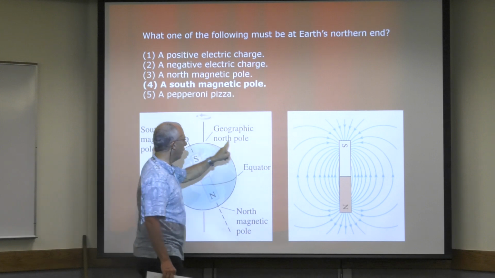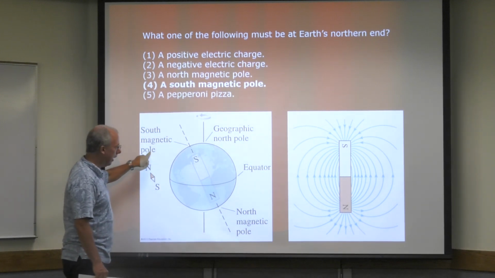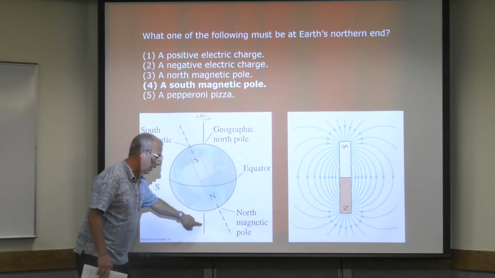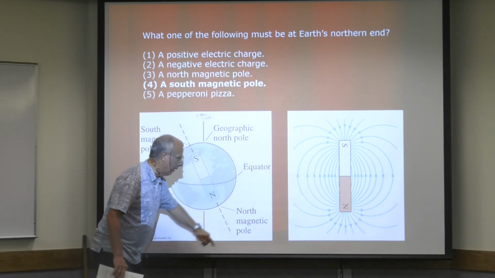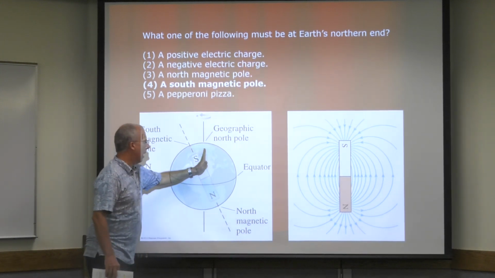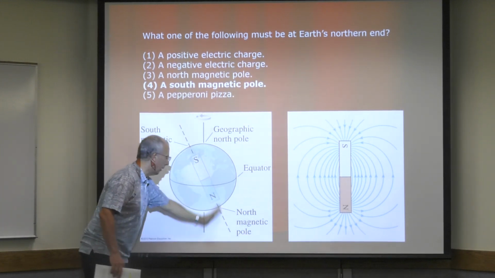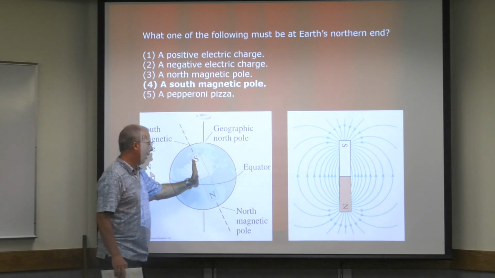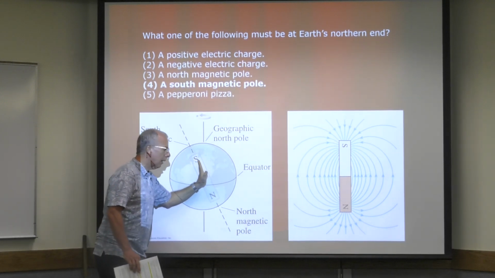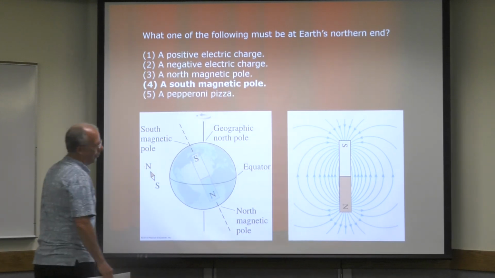So the geographic North Pole, you know, where Santa Claus lives, is actually a south magnetic pole. The geographic South Pole, you know, Antarctica and all that, is actually a north magnetic pole. And notice they're not exactly lined up, right? So there's the north geographic pole, here's the south magnetic pole. In fact, the Earth's magnetism, the direction changes ever so slightly all the time. So there you go.